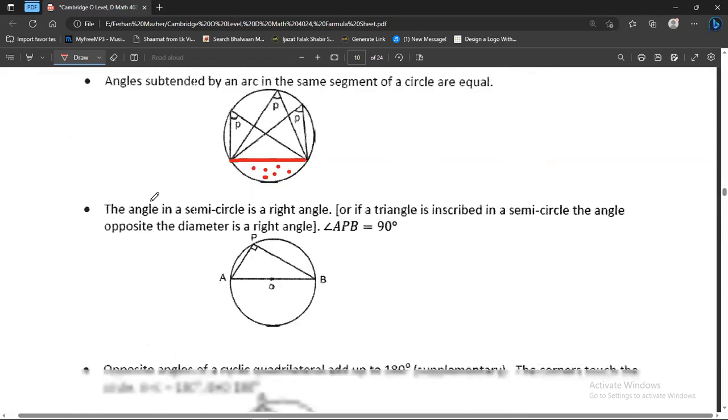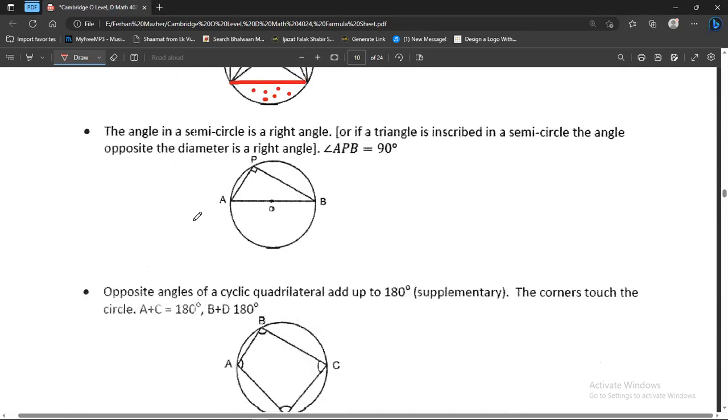The angle in a semicircle is a right angle. For example, this is a circle and this is the diameter. If you take the ends of the diameter to the circumference, the angle at the circumference will always be 90 degrees. So we call this the right angle in the semicircle. If a triangle is inscribed in a semicircle, the angle opposite the diameter is a right angle. Angle APB will be 90 degrees.